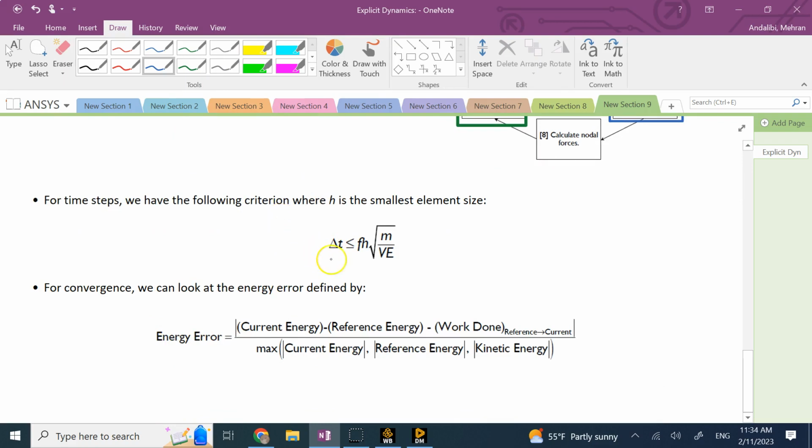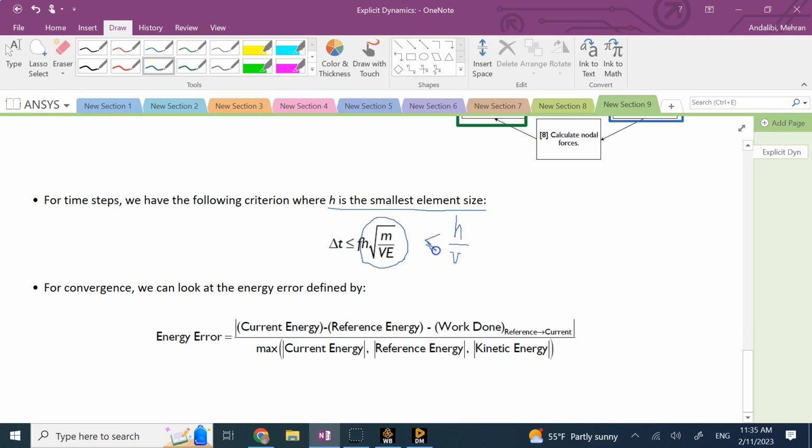So for the time steps, this is the formula for the time step that you can use in explicit dynamics. It says your time step should be less than f times h over square root of m v e. What is this? So in simpler language, instead of this guy, it was actually less than or equal to what? H divided by v. What is h? What is v? H here is the smallest element size, and v is the speed of propagation of wave in the material.